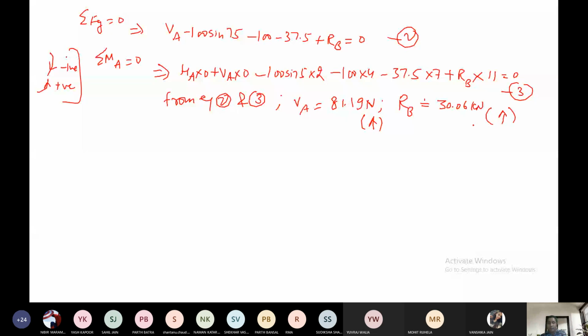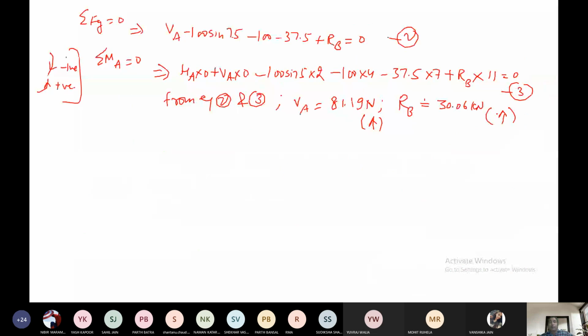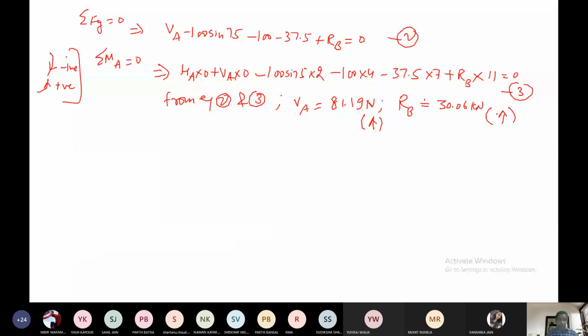Now check the values once again. HA is okay, 25.88. And check for the VA and RB once again, what you are getting, whether you are getting the same value or not. Sir, mine is coming quite different from this. You check your calculation part.